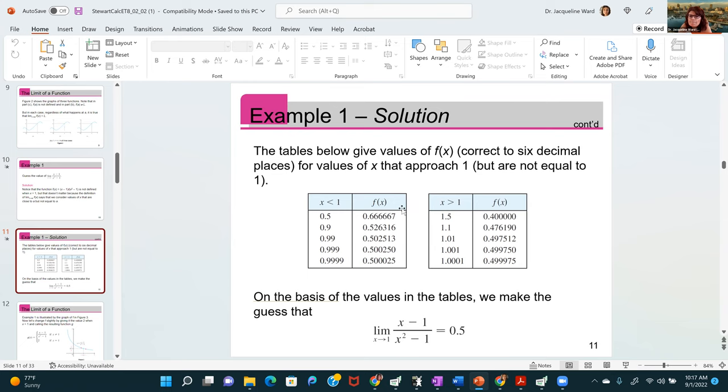As it says here, on the basis of the values in the table, you could guess that the limit of that function as x goes to 1 is a half, because you see how the y values are approaching a half, 0.5.